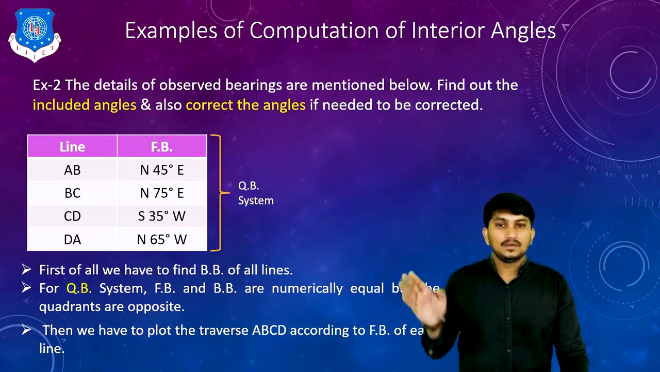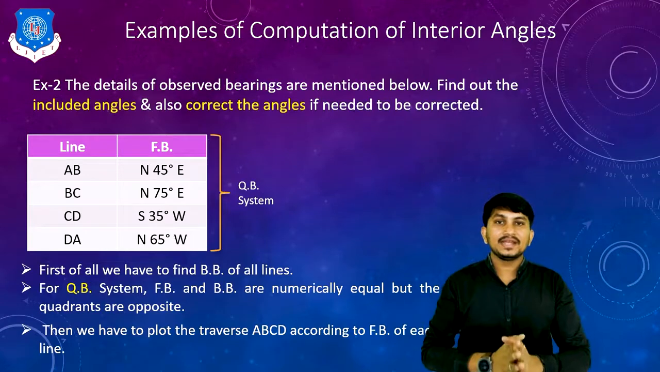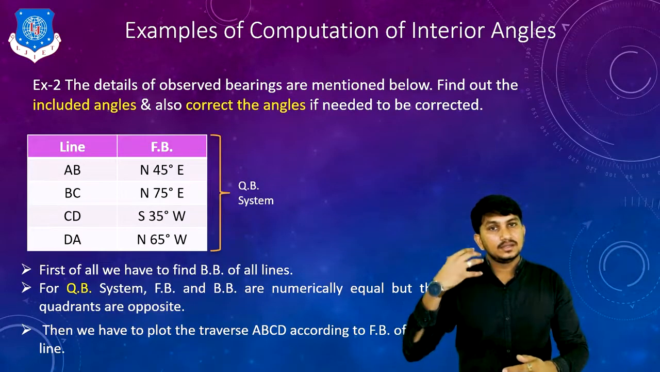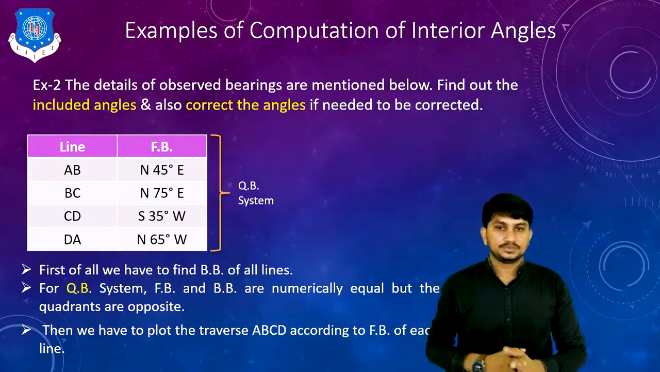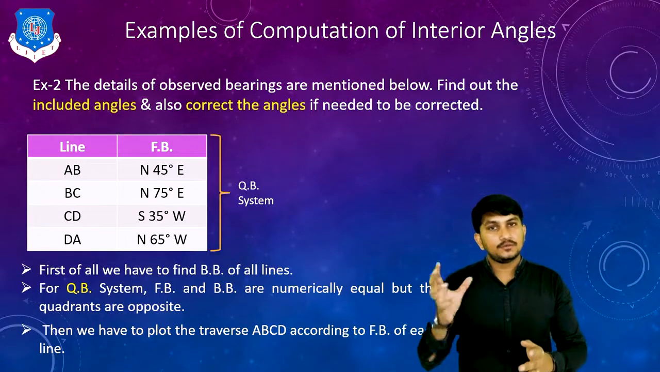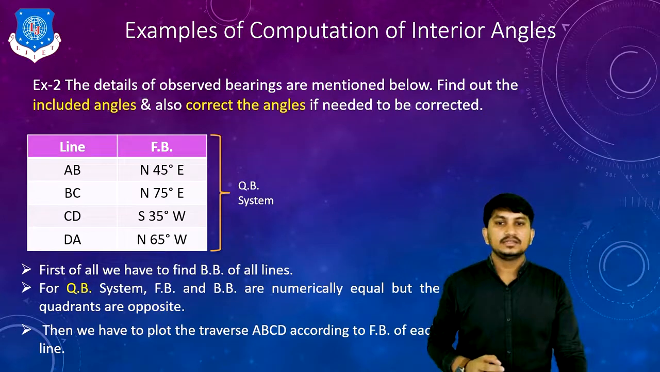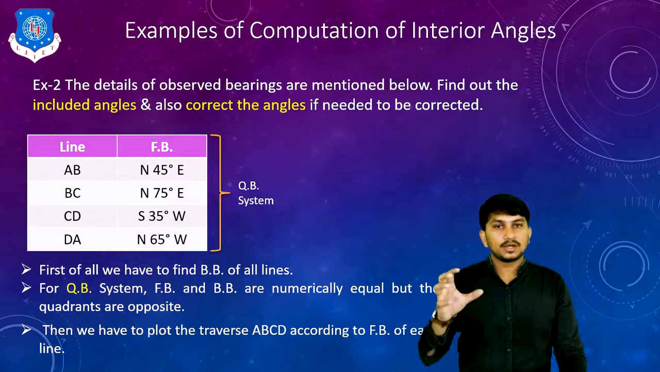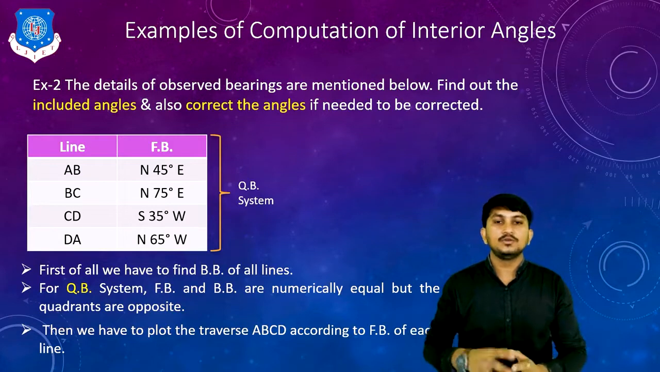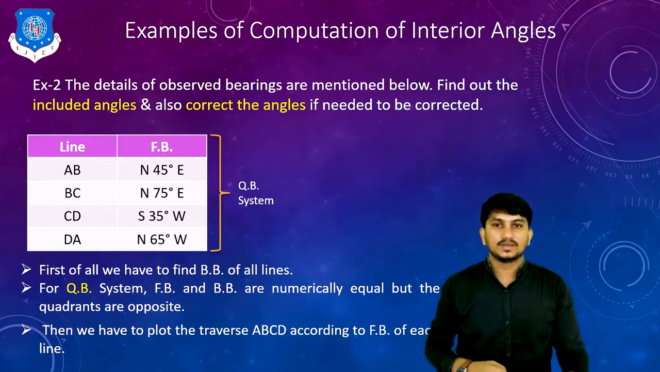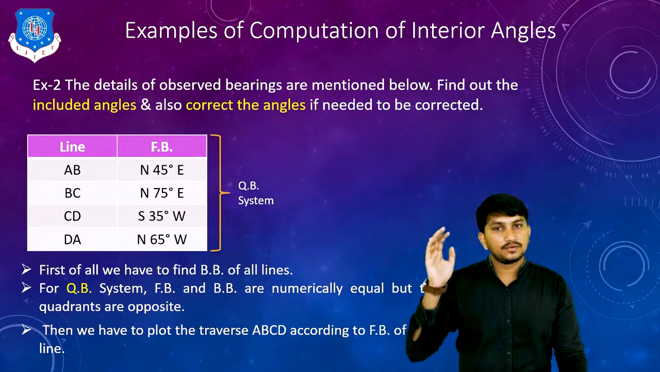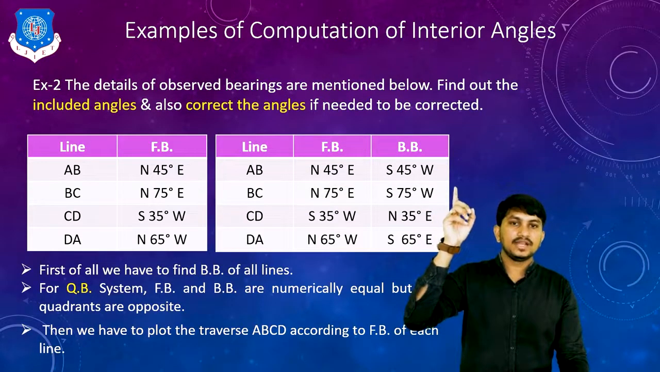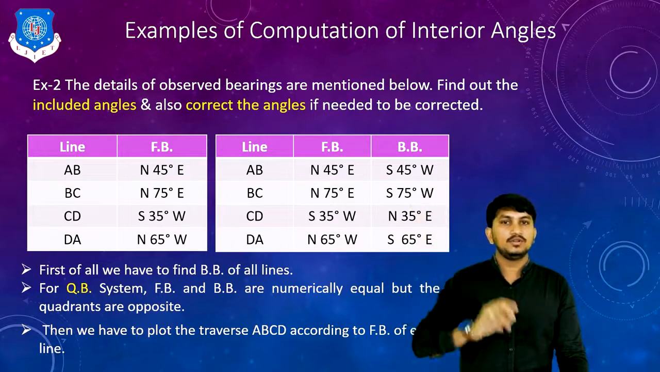For QB system, fore bearing and back bearing are numerically equal, but the quadrants are opposite. We just discussed this before, how to convert fore bearing into back bearing. After converting fore bearing into back bearing, we have to plot the traverse ABCD according to the fore bearing of each line. So first of all, we will convert fore bearing into back bearing. After converting, this is how the table looks.